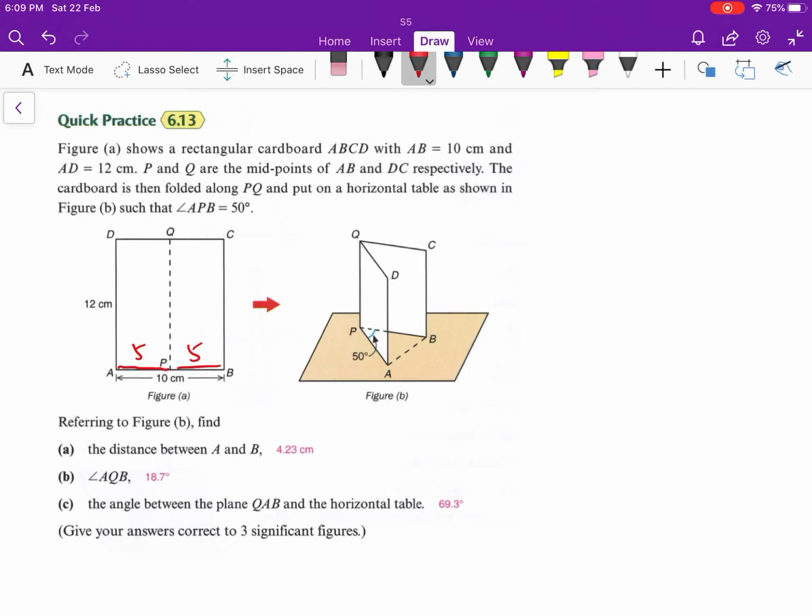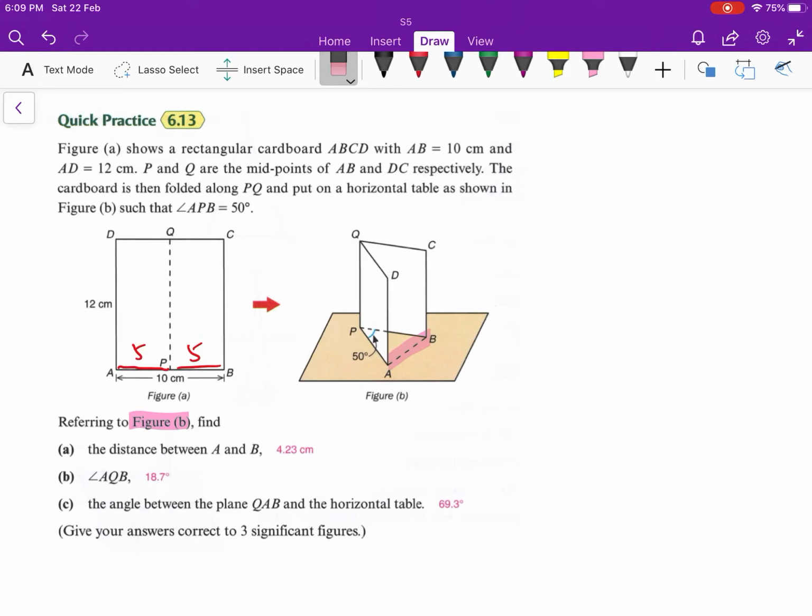So now let's try to solve the problem. Referring to figure B, I want to find the distance between A and B. Remember, we have two A and B distances. This one is A and B, see? This one is also A and B. So we are talking about figure B, which means it's not 10 cm. Of course not, right? If you just write down 10 cm, why would we need to do the calculation? So I want to find this one, AB.